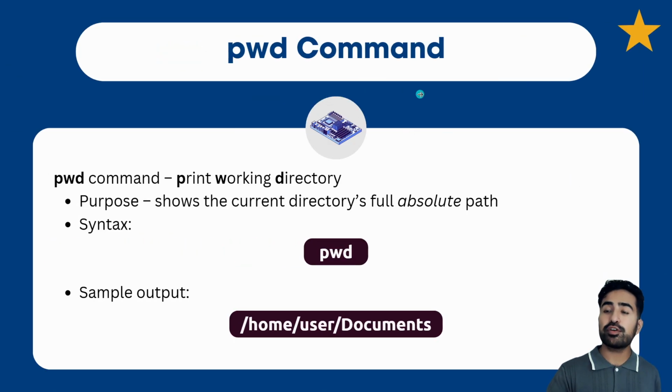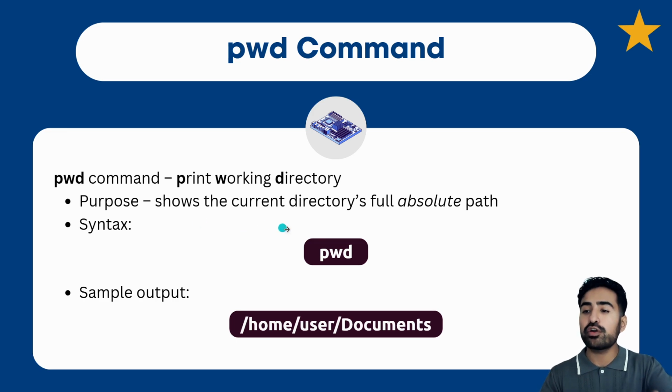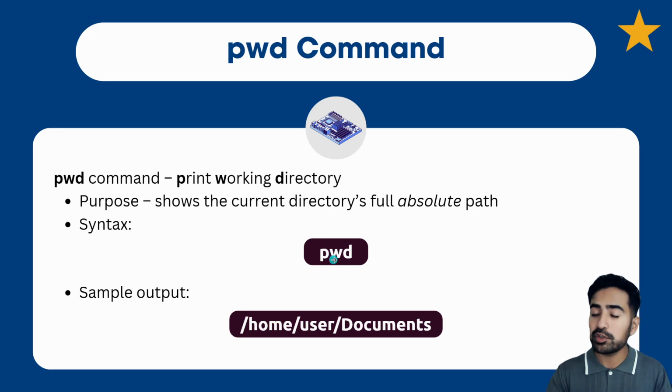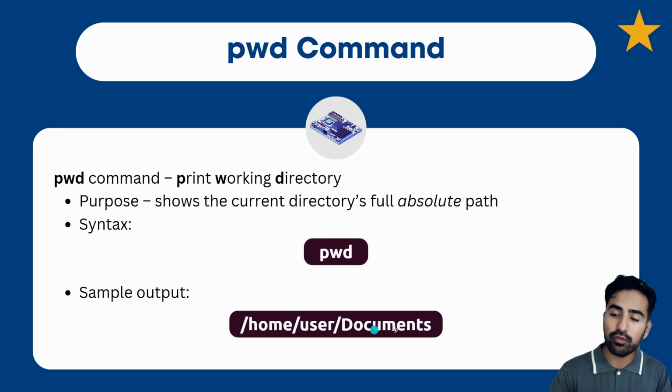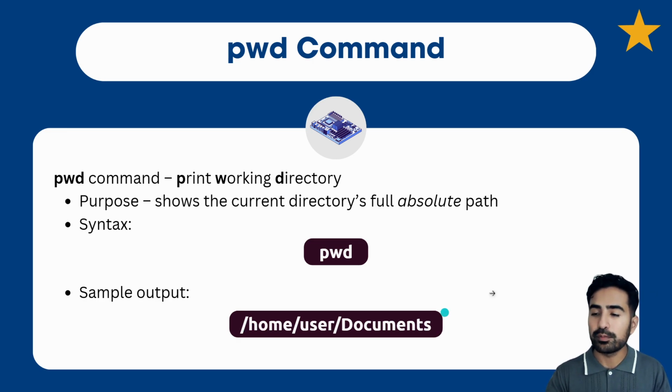So one of the most important commands is the print working directory. You need to know where you're at, and that's the pwd command. So it's going to show you where you're currently at. It'll give you the full absolute path. So if I run pwd and I was in the documents folder, for example, for a user, it'd print out home, user, documents, right? All the folders going down to the root. So very simple command, but extremely useful.